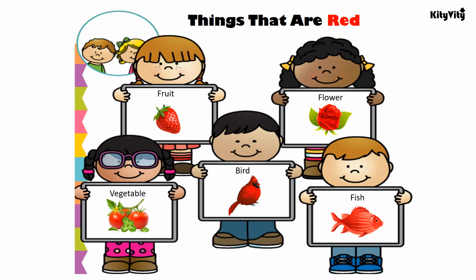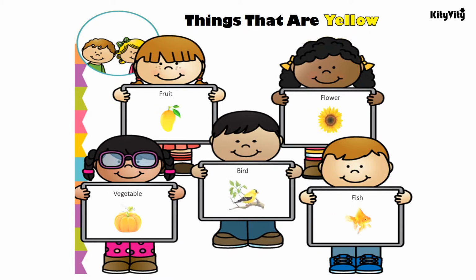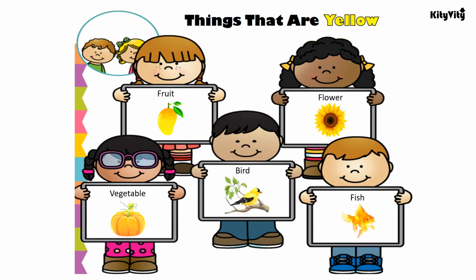Things that are red. Red fruit. Red flower. Red vegetable. Red bird. Red fish. Things that are yellow. Yellow fruit. Yellow flower. Yellow vegetable. Yellow bird. Yellow fish.